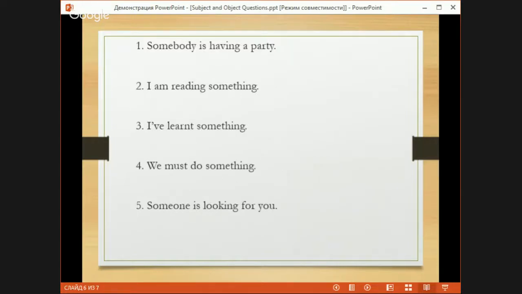Let's move on. We have here sentences, and in these sentences we have unknown information. Unknown information is somebody or something. I'll give you a minute to think what kind of question we should use, subject or object, and how to create it.